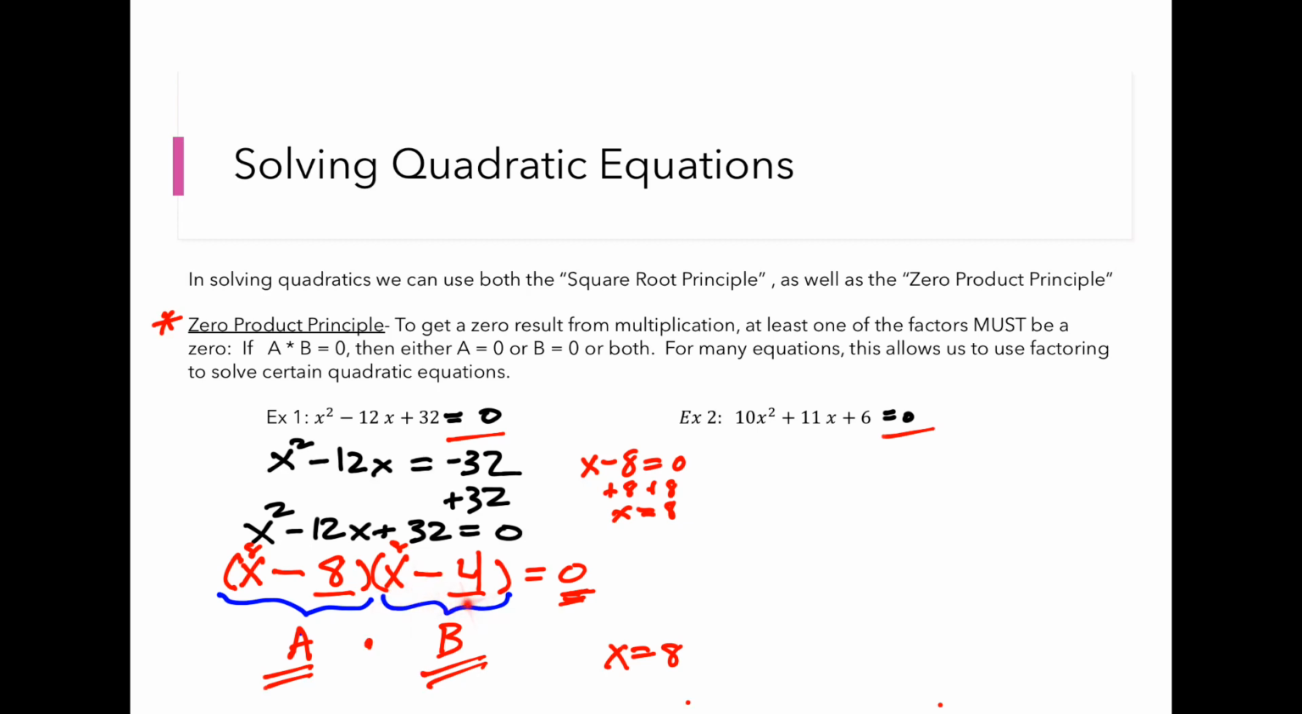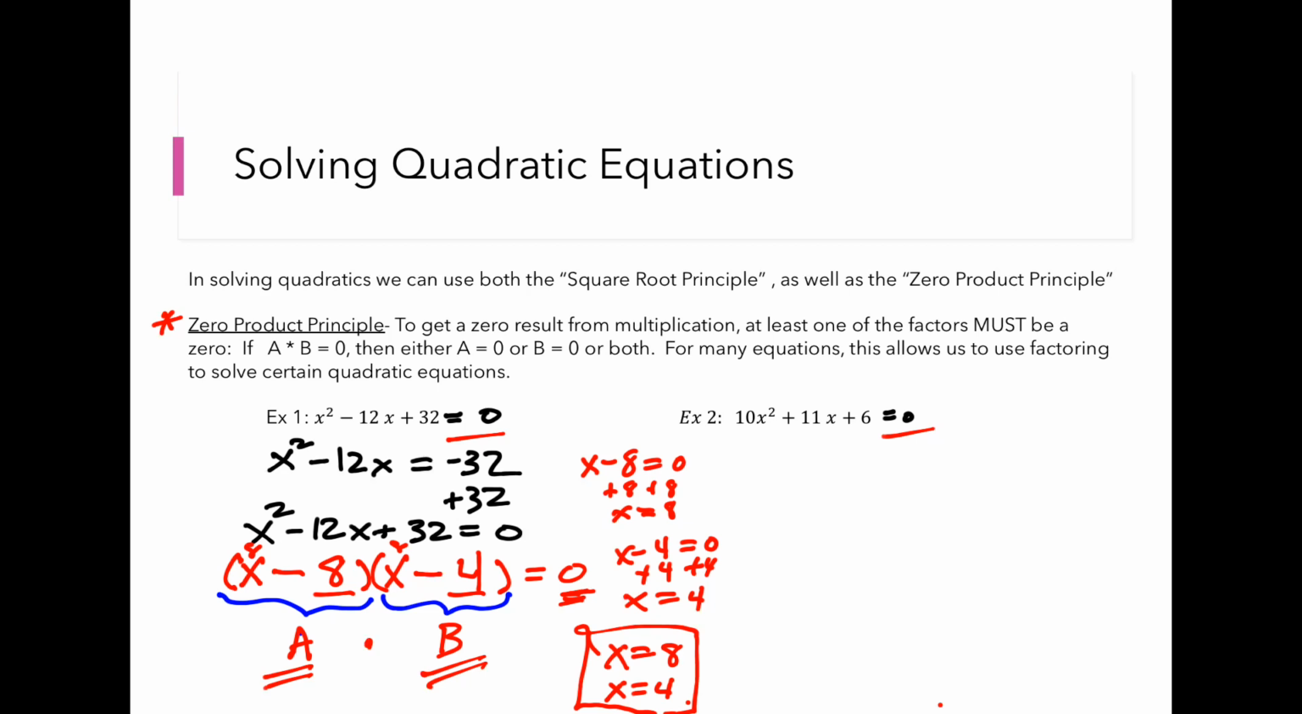The other way that I could get 0 as the result of a product is for this parenthesis to be 0. So x minus 4 being 0. And solving this, we get x is equal to 4. So I have two solutions here, 8 and 4. 8 and 4 are the two numbers that will make this true. And so they are both solutions. We can go back to the original equations and see that. Let's just take one of them.